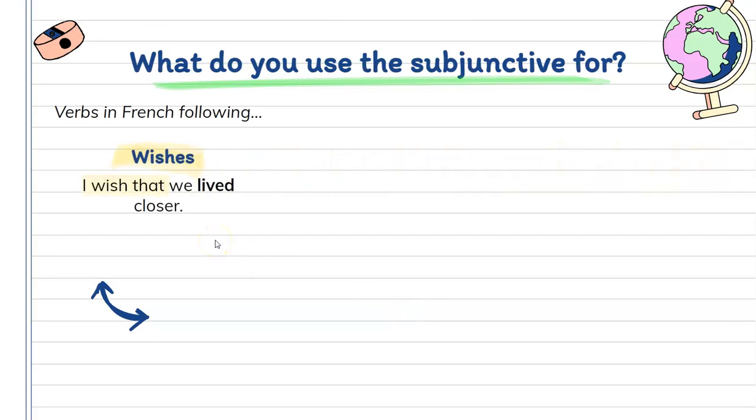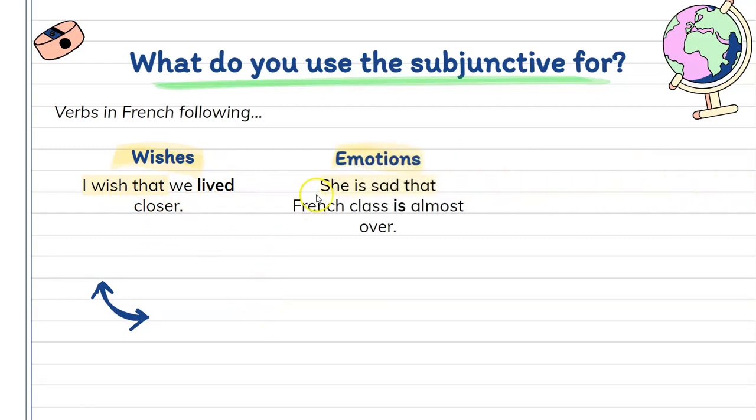One of those is wishes. So for example, in the sentence, I wish that we lived closer, that lived in French would be in the subjunctive. Emotions. She is sad that French class is almost over. That is coming after an emotional phrase, so that would be subjunctive in French. Impersonal expressions. It's important that you rest. It's essential that you rest.